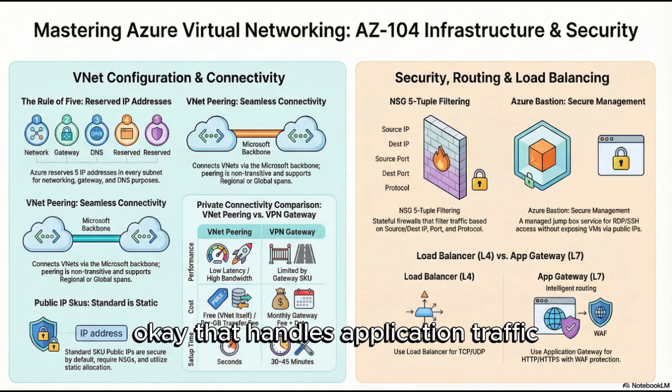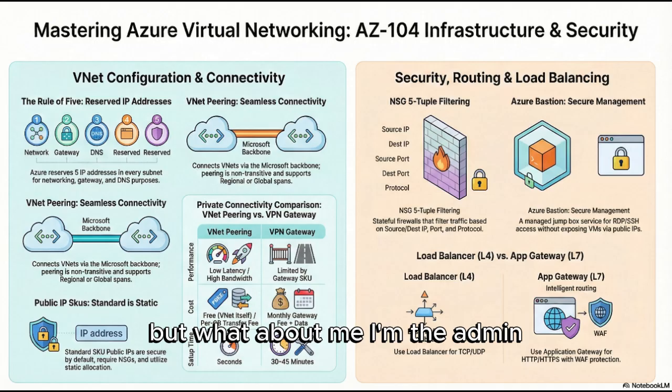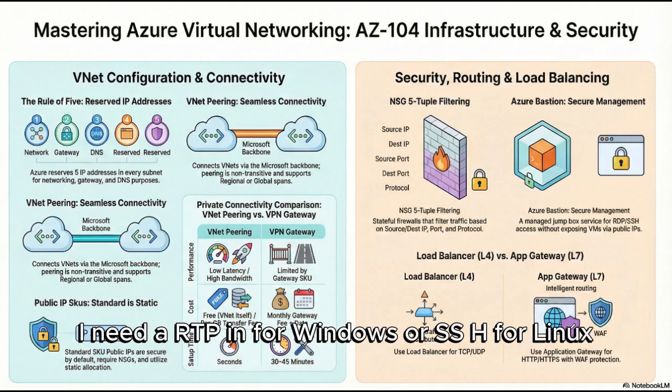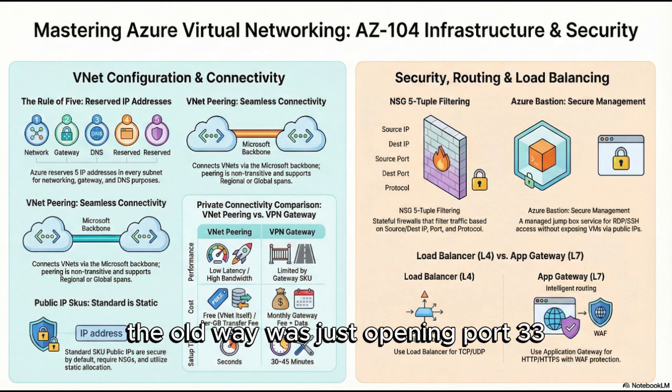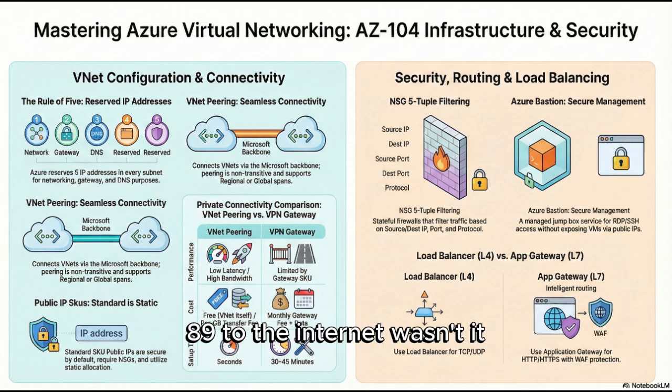Okay, that handles application traffic. But what about me? I'm the admin. I need to fix something on the server. I need RDP in for Windows or SSH for Linux. The old way was just opening port 3389 to the internet, wasn't it? Which is like leaving your house key taped to the front door.